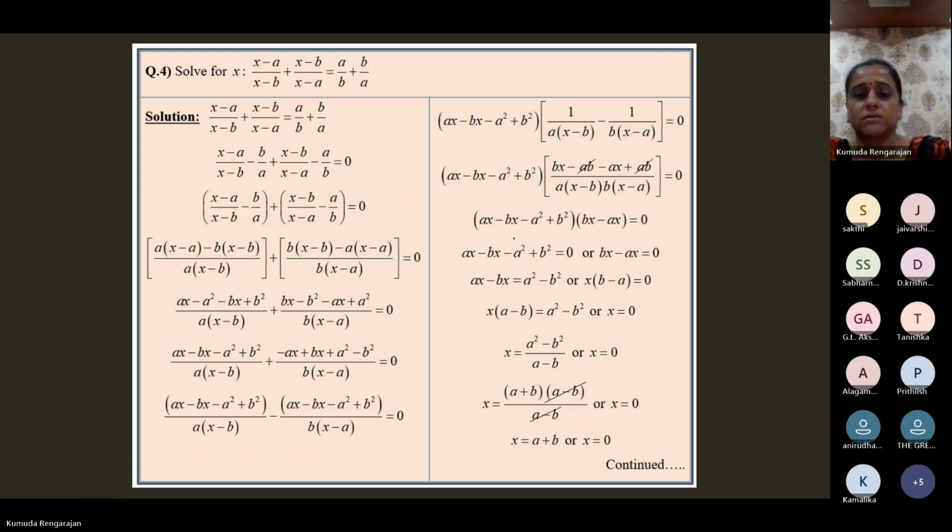Okay. So now remember, we are solving for x. So the product is 0. That means this is 0 or this is 0. So when this is 0, we're solving for x, so have the x terms on one side. ax minus bx, have them on one side. Take these two terms to the other side. So a square minus b squared. These two terms take to the other side. So minus a square becomes plus a square, plus b square becomes minus b square.